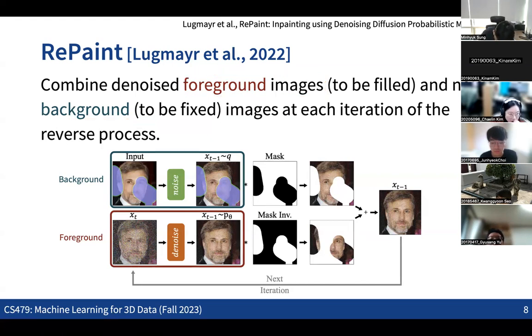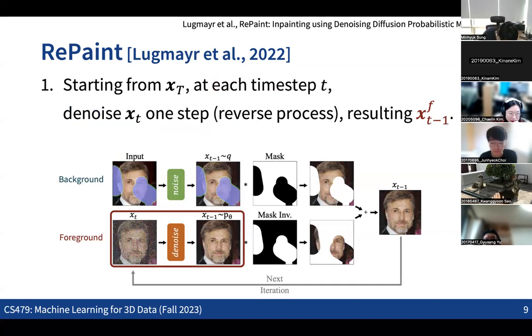So let's go over each of the steps. It's the same as the typical diffusion process. We are starting from x_T, which is for the entire image. Then at each time step t, we have a noisy image x_t, and we run the reverse process for one step and get the denoised image x_{t-1}. Let me denote this as x_{t-1} of the foreground, right?